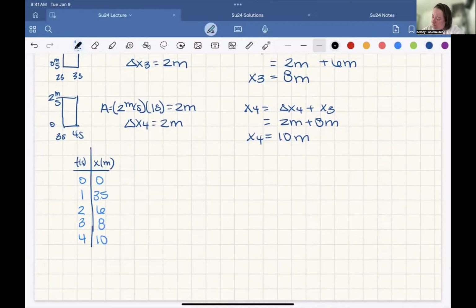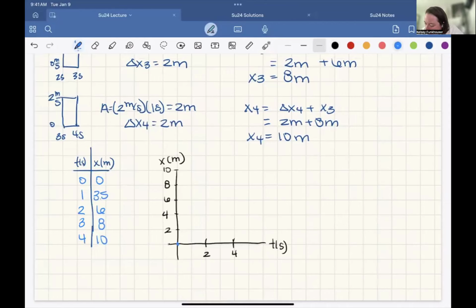So we need to go from 0 to 10 on this axis. Let's see. 6, 8, 10. Cool. And we just need 4 seconds. We'll just do that. So time in seconds and position in meters. And then we just plot those points. Or actually, maybe I'll write what things are first. 2, 4, 2, 4, 6, 8, 10.